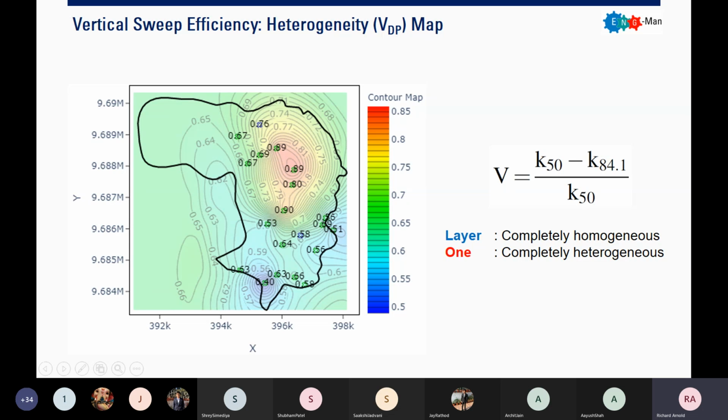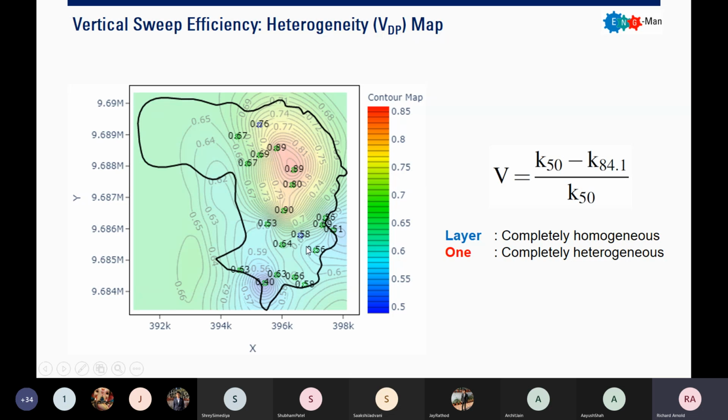Okay, so if you have, I'm sorry, it's a typo. So if you have V equals 0, it means that you are completely homogeneous. Your reservoir is completely homogeneous. But if you have V equals 1 or approaching 1, it means that you have a heterogeneous reservoir. And that's very important to give you insight into how challenging your water flood will be.